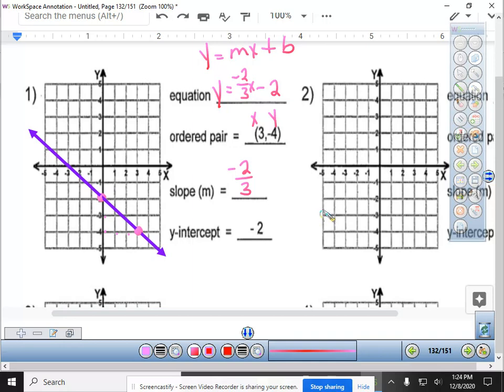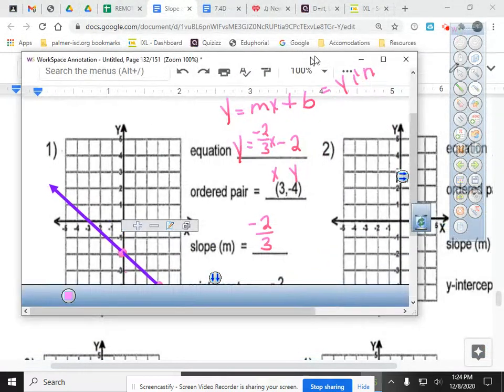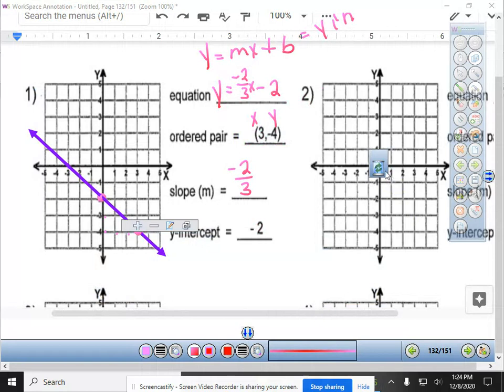Does anyone have a question as to where I got any of those numbers? You want the -2 from the y-intercept? Yep, because that's what b means. B equals the y-intercept. Uh-oh. We did not mean for that to happen, but sometimes it does.